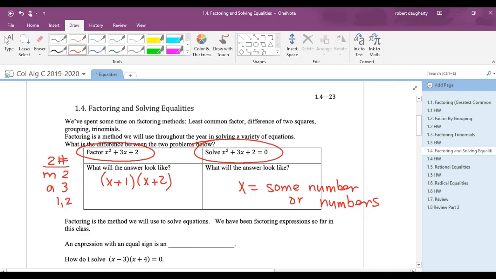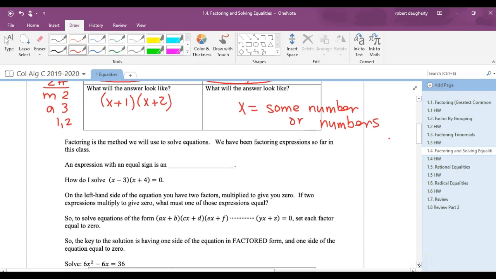So please don't ever, if there's not an equal sign, don't put an equal sign in your answer. You can never get an equal sign into a problem that didn't have one to begin with, okay? If the problem starts with an equal sign, your answer must end with an equal sign. So that's a good way to keep that straight. So if we look at this, an expression with an equal sign, we talked about that just a moment ago, that is an equation. So what we want to do is, how do I solve something like this?